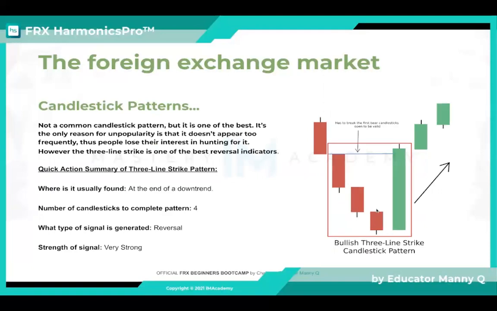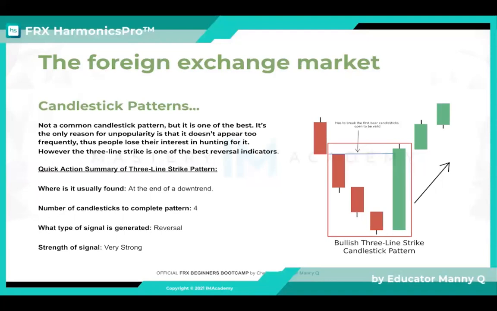Now, moving forward, we're going to end it off with this candlestick pattern. This goes into a 4 candlestick pattern. Now, there are not many 4 candlestick patterns that are as strong as this one. This is known as the 3-line strike. Okay, ladies and gentlemen, you have a bullish 3-line strike and you have a bearish 3-line strike. So let's talk about this. Not a common candlestick pattern, but this is one of the best.